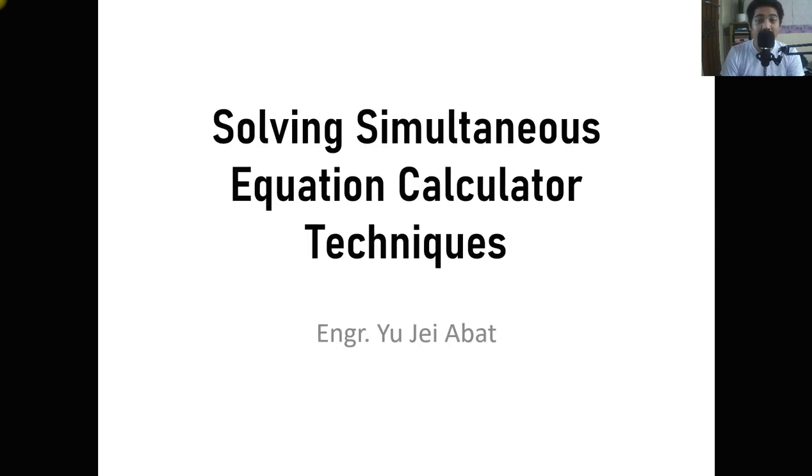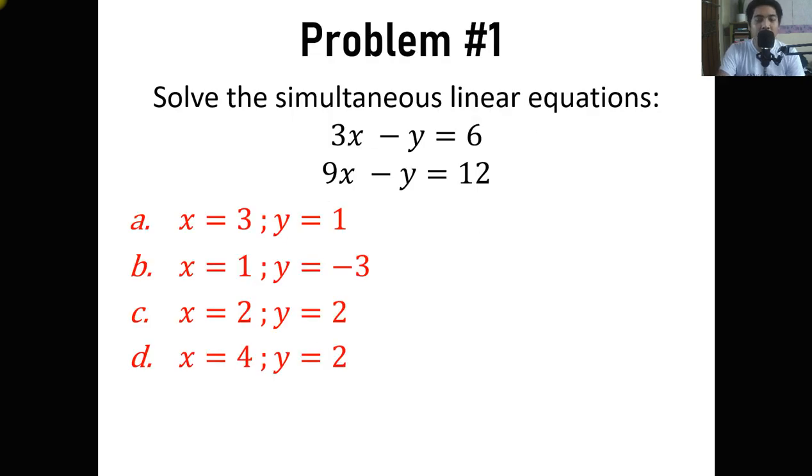So let's get started. For problem number one, we have to solve the simultaneous linear equations. We have 3x minus y equals 6. And the equation 2, we have 9x minus y equals 12.